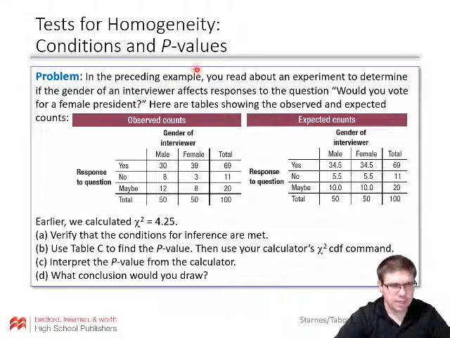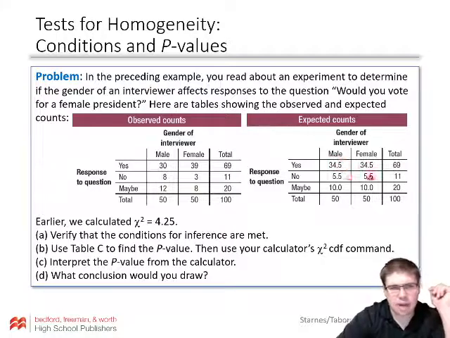So in the preceding example, you read about an experiment to determine if the gender of the interviewer affects responses to the question, would you vote for a female president? Here are tables showing the observed and expected counts. So our observed counts are over here. Here's what we would expect if there was no difference. And notice that in this case, those numbers are identical.